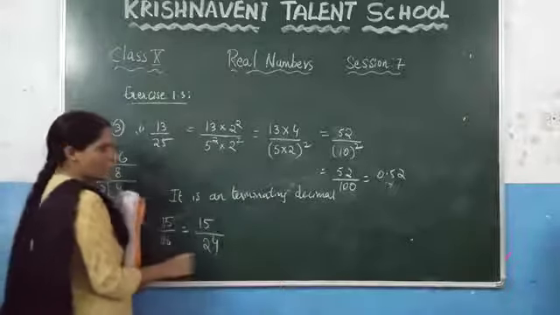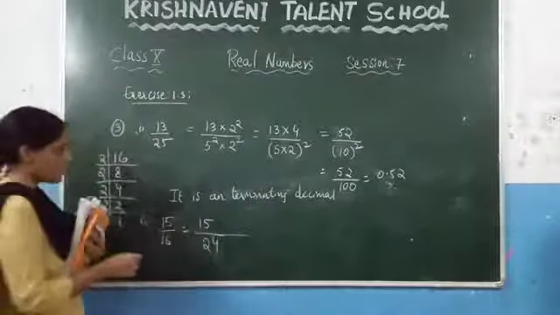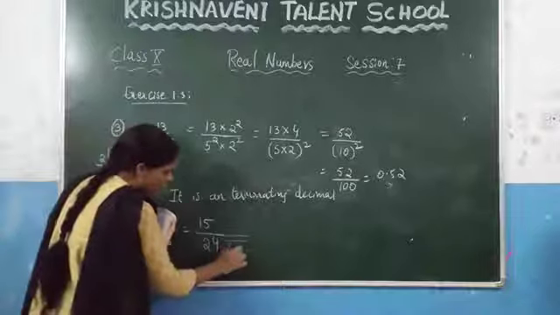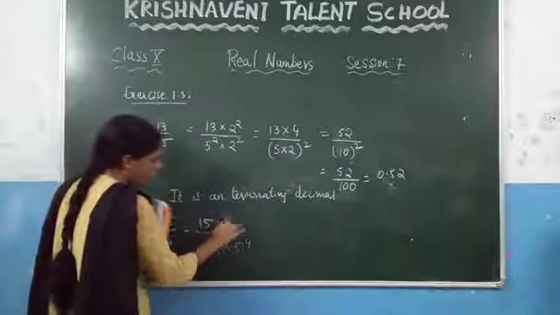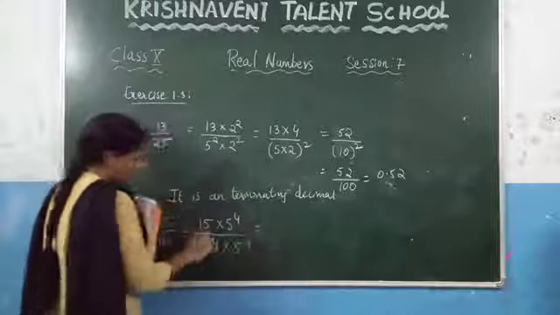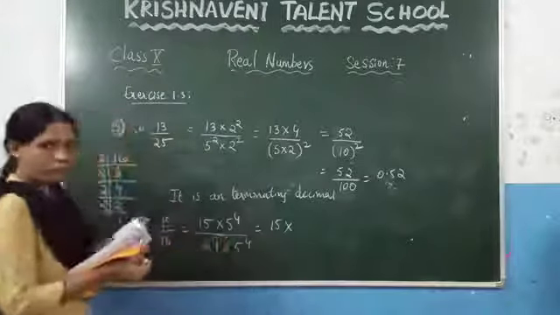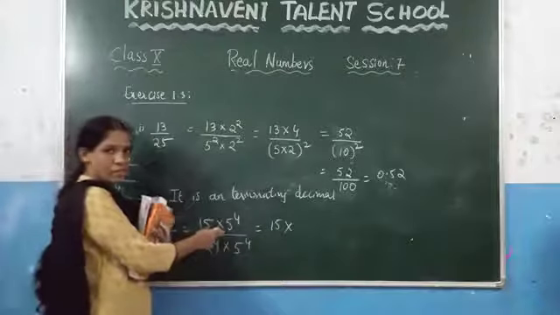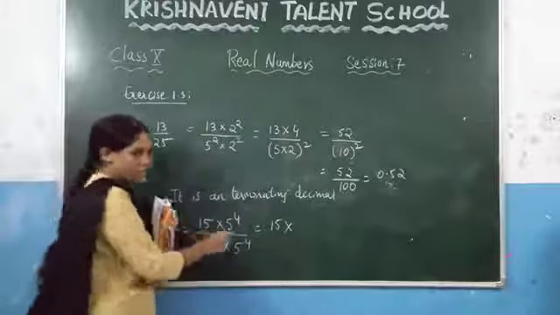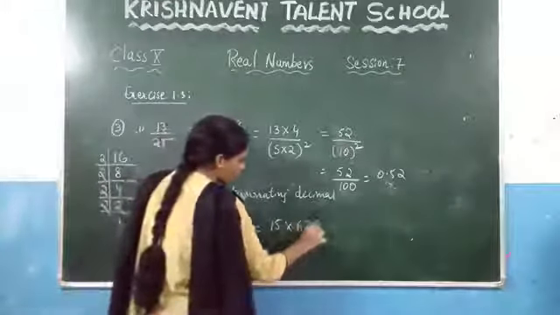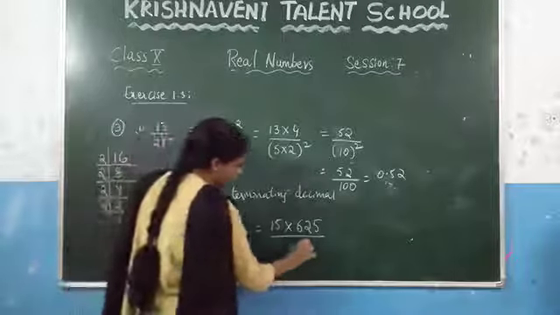Which number do you need to multiply here, so that you get the denominator as 10? You need to multiply with 5. Here 5 power 4 into 5 power 4. So here 15 into, what is the value of 5 power 4? You know that 5 into 5 is 25, 25 5s are 125, and 125 5s are 625. So here write 625, and here you can write it as 10 power 4.